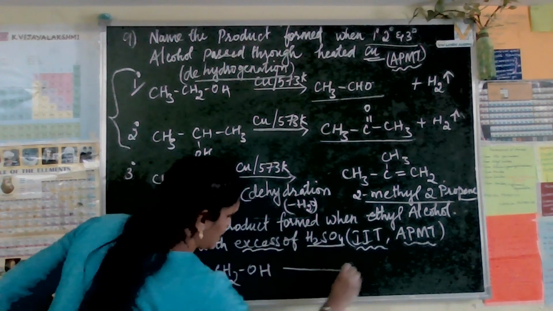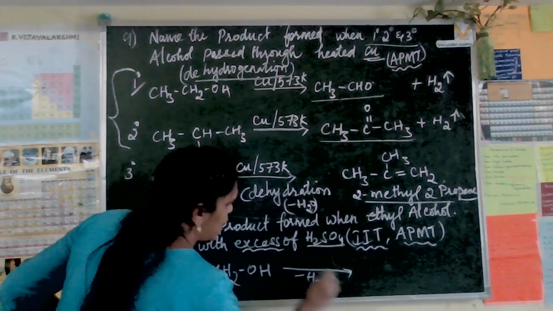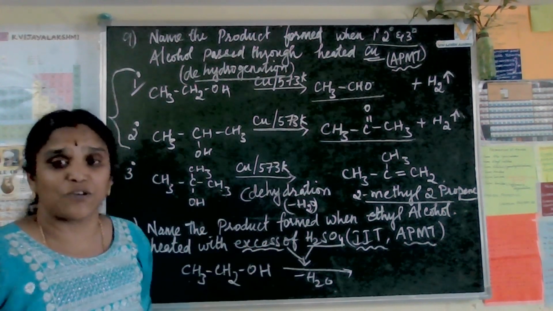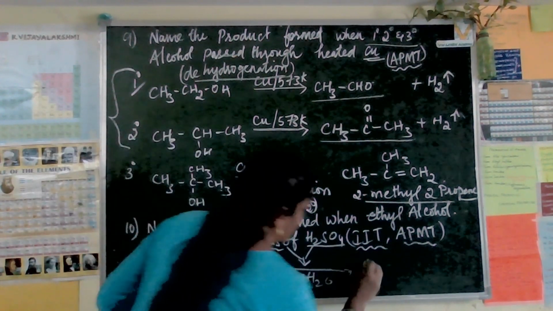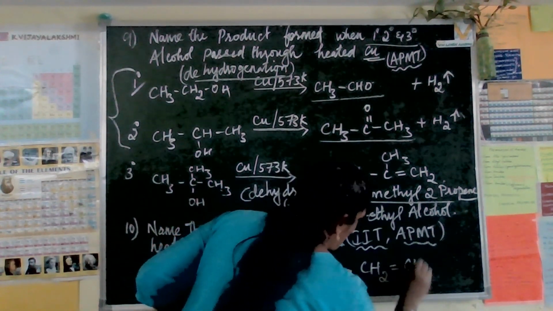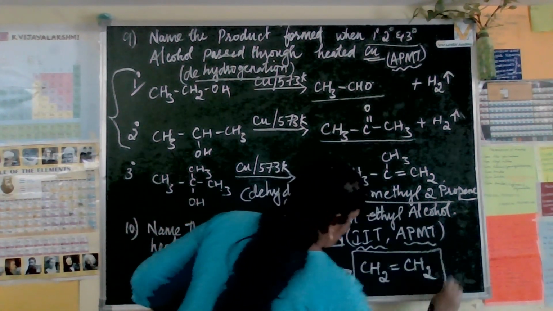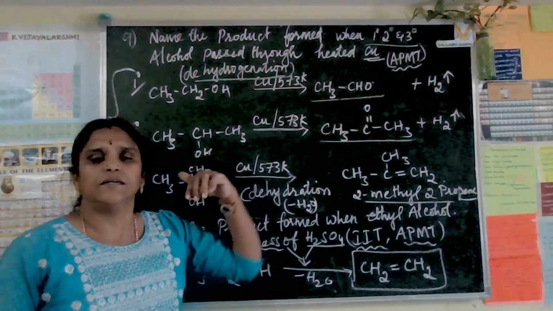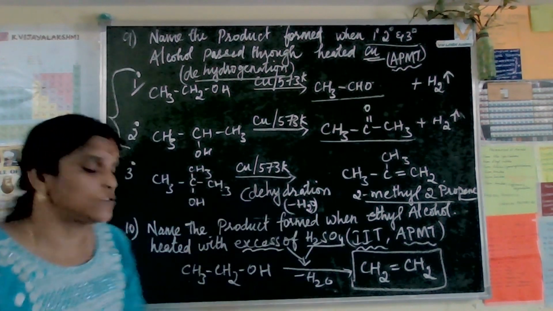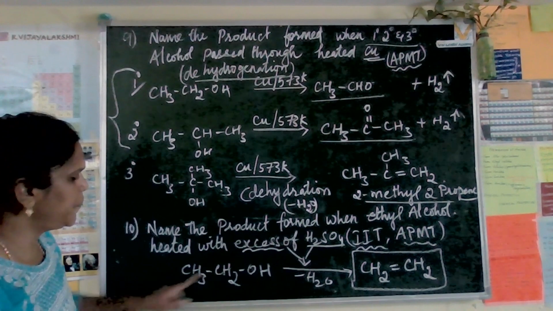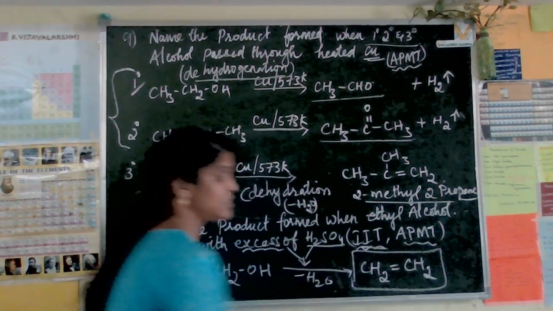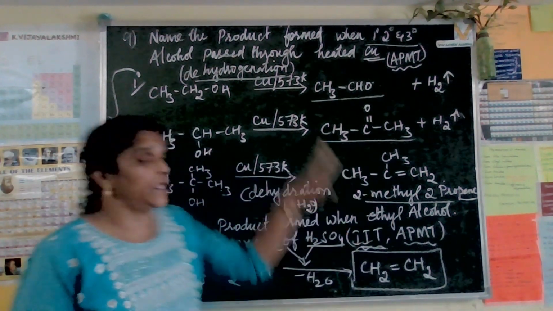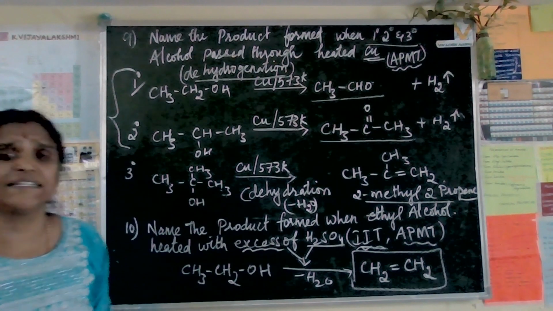Removal of water, H2O. I just put an arrow mark with excess of H2SO4, acid catalyzed. So naturally you will get ethene, CH2=CH2. Yes, the mechanism we have also gone through. I will put all these concept-based videos in the description, so please watch them, it will be helpful for you. This is a very important question. Please note down, all these are important questions from this session. Then next, some more questions.